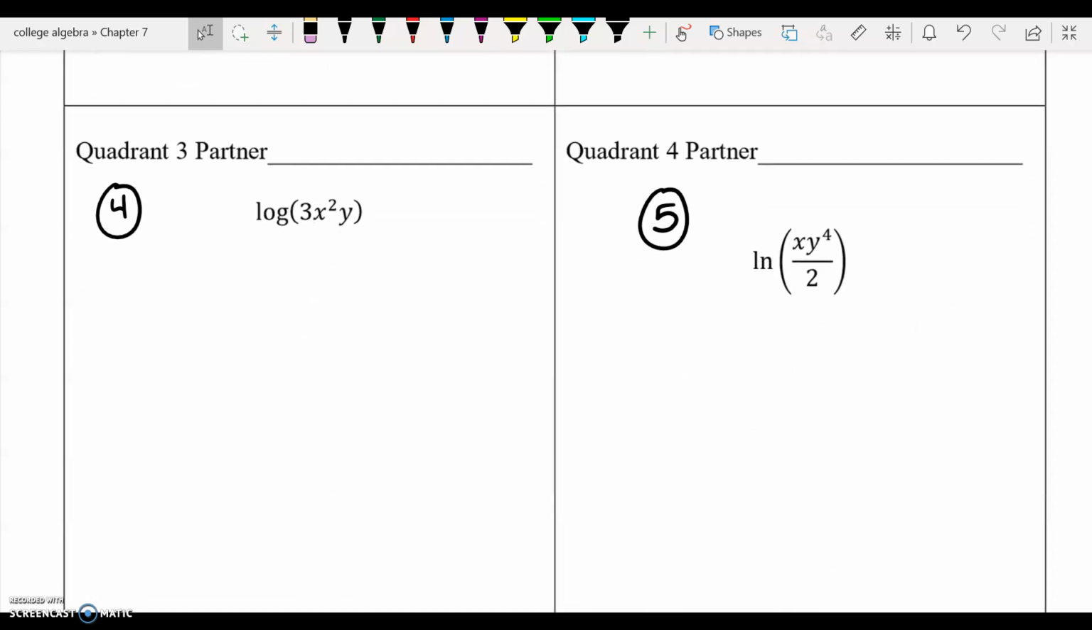So these 5 problems are what I'm looking for you to submit on Classroom. And then 5.4 is your Hawks assignment. And that's it for today, guys.